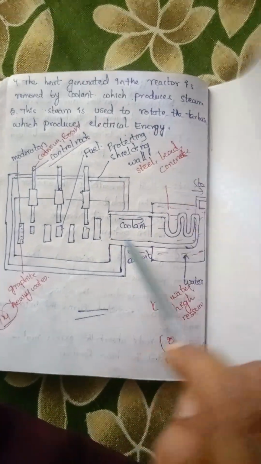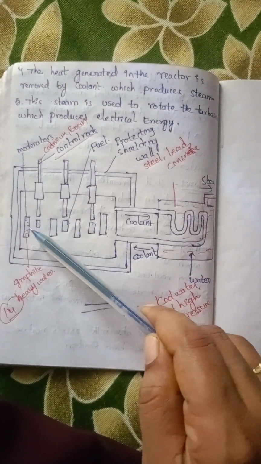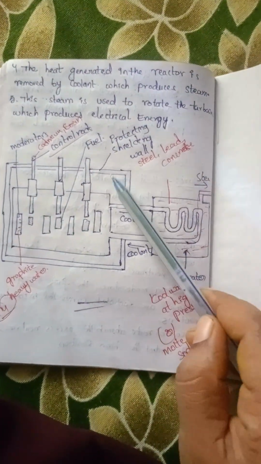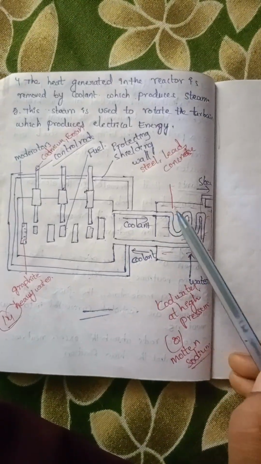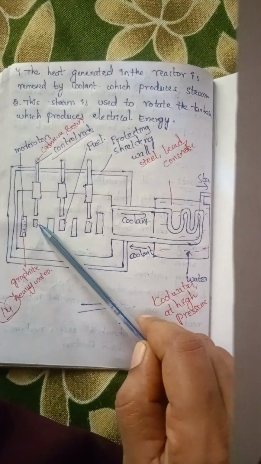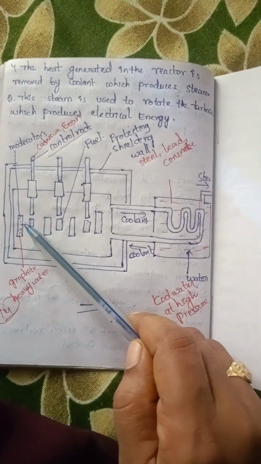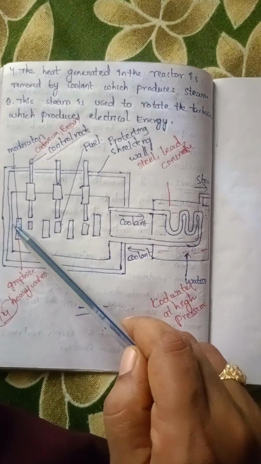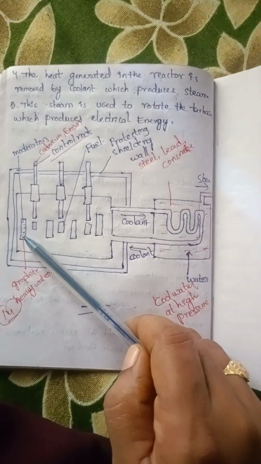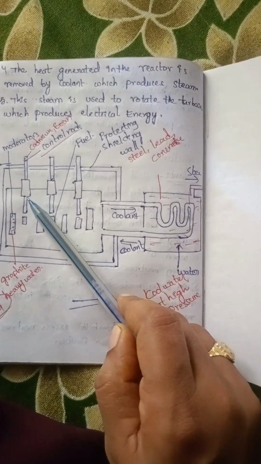This is the nuclear reactor diagram. Here this is fuel, moderators and controllers. This is protective shielding, and this is coolant. Here fuel is a fissile material used in the reactor. Moderators are used to convert fast moving neutrons into slow moving neutrons. Controllers absorb excess neutrons and control the chain reaction.